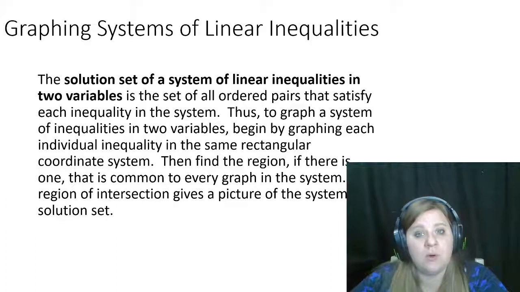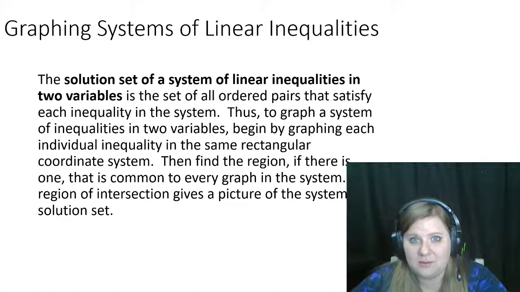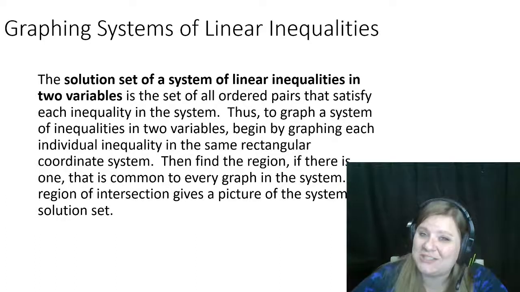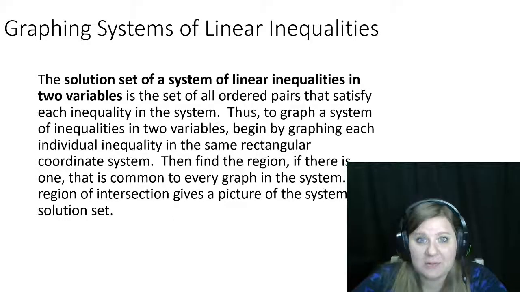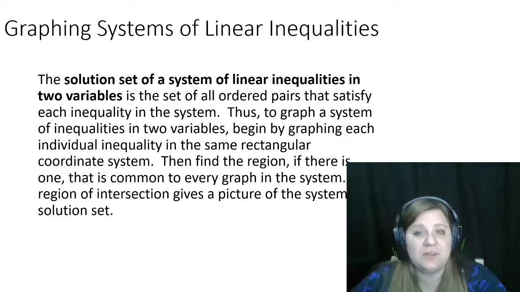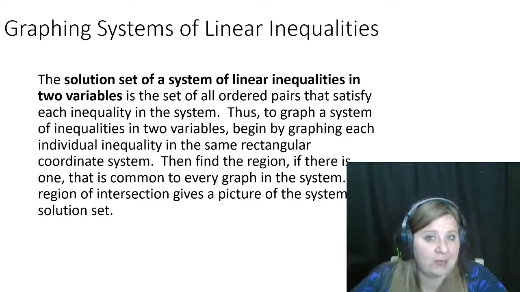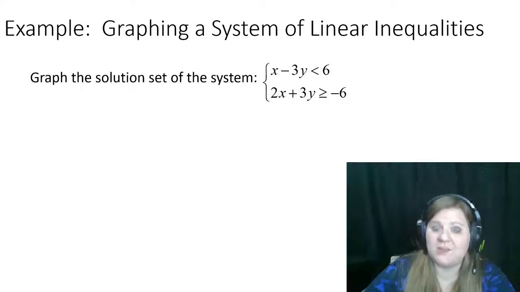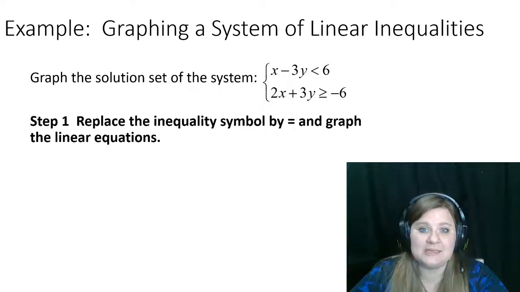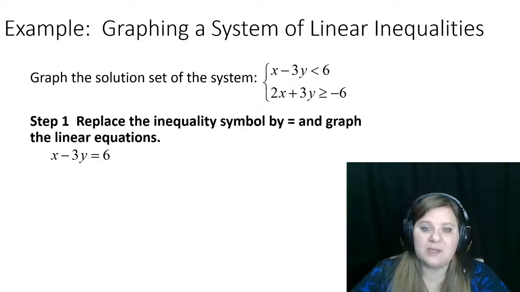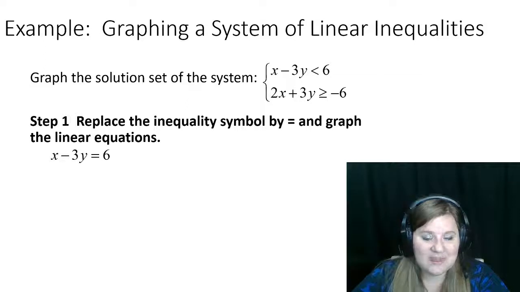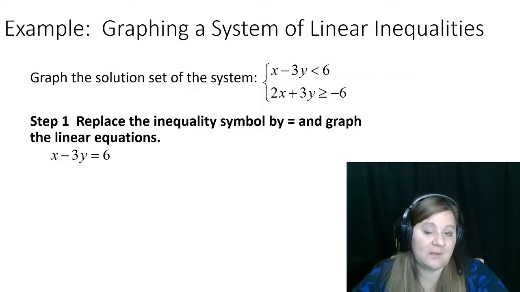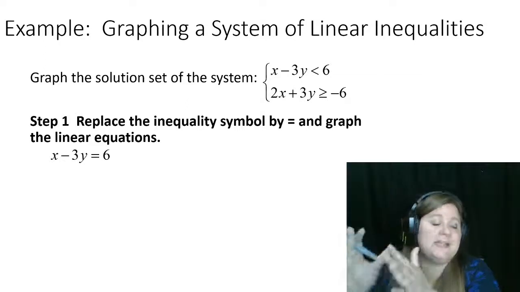So notice that you are going to graph one inequality and shade, graph the other inequality on the same coordinate plane and shade, and keep where the two shaded regions overlap. Let me show you an example. Let's start with x minus 3y is less than 6. We're going to treat it like an equation, and we want to find the x and y intercepts.